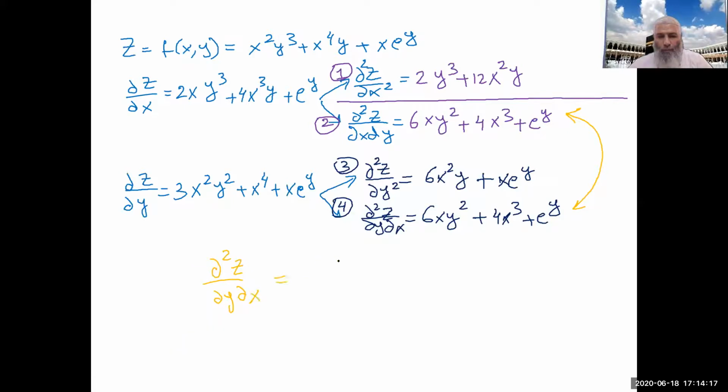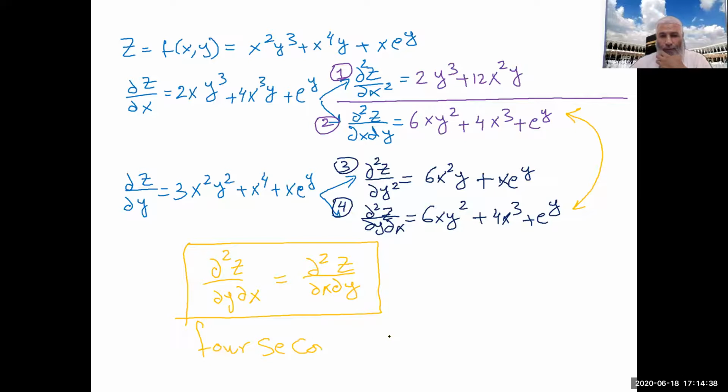d²z/dx dy equals d²z/dy dx. They are equal. Okay, right? So these are the four second derivatives, and that's it. Nothing else. That's what we studied.